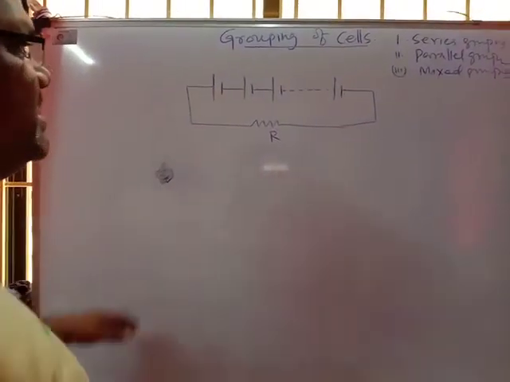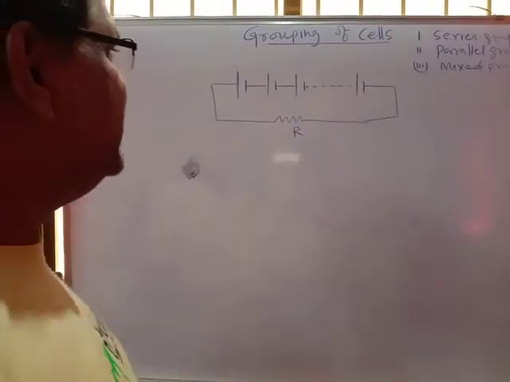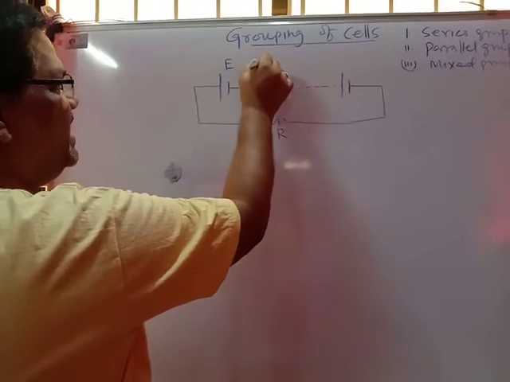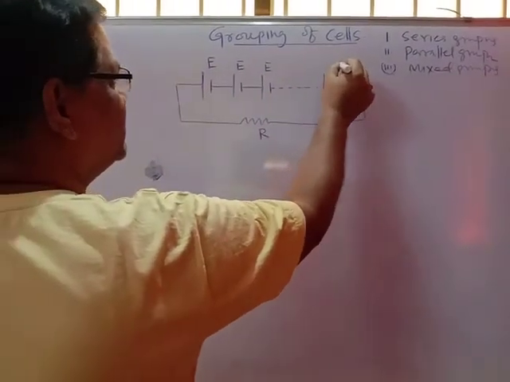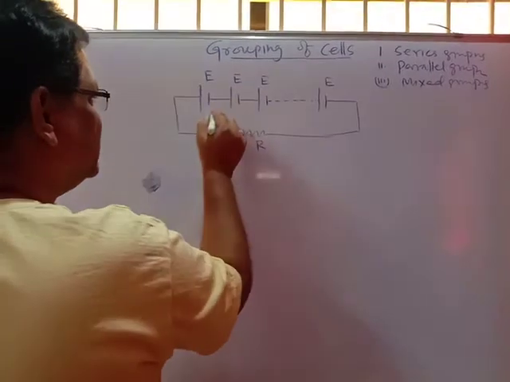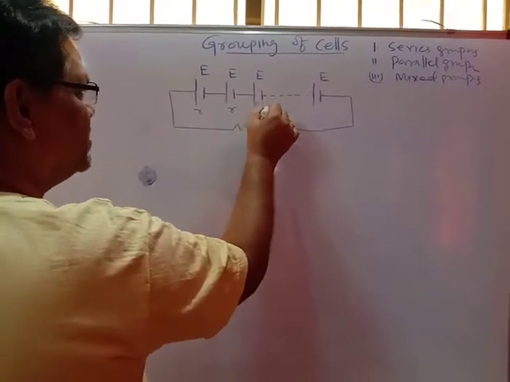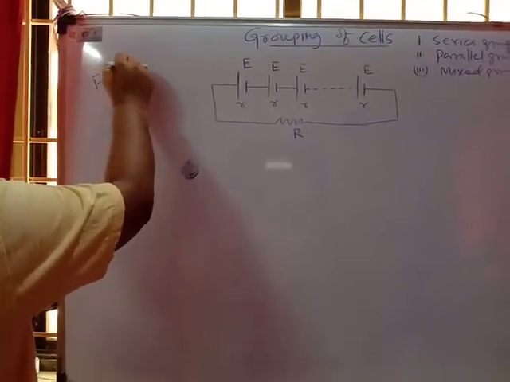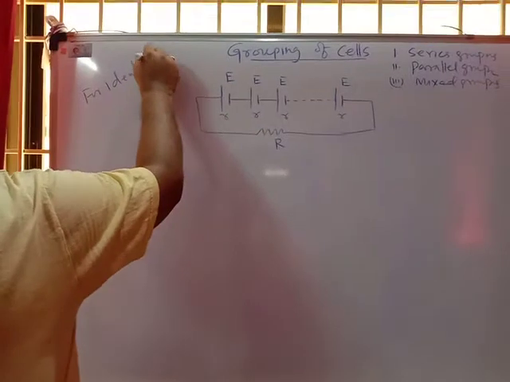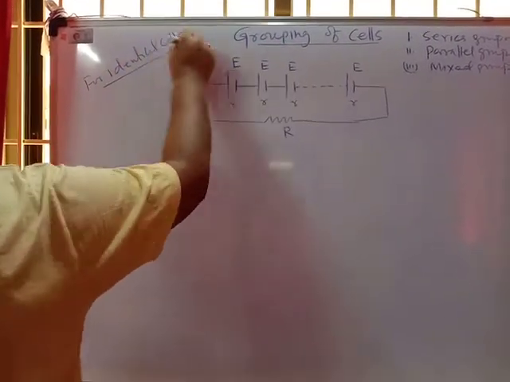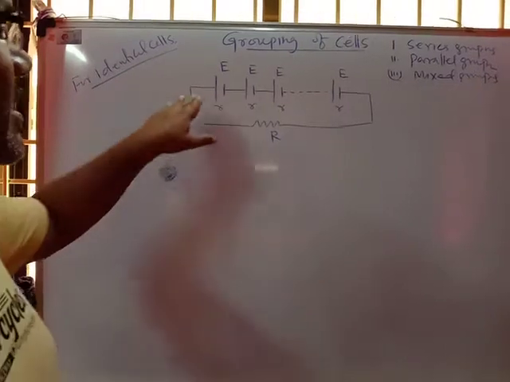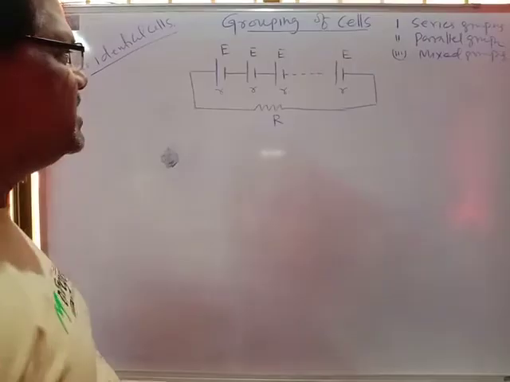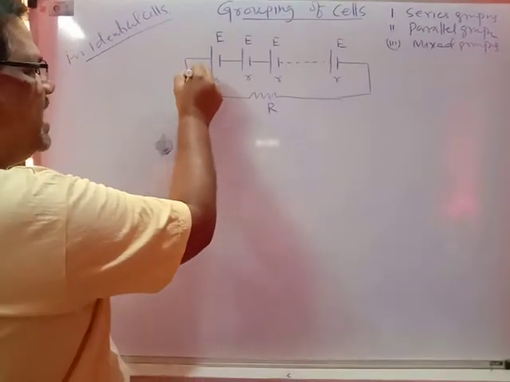And if you consider identical cells, the EMF is the same. Suppose the EMF of all the cells is E, and N number of cells are there, and the internal resistance is also the same, because we are considering identical cells. So N number of cells, each of EMF E, are grouped in series. We have to find out what is the net current drawn from the cells.